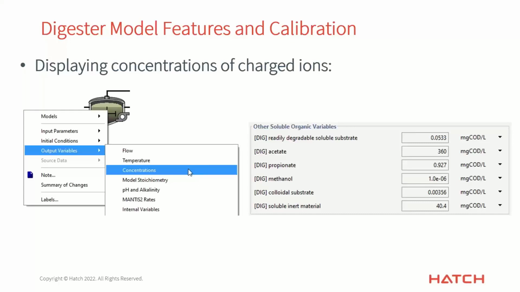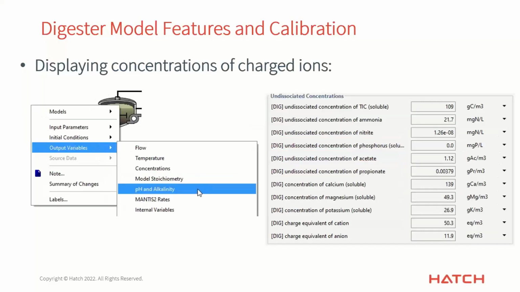You can plot the acetate itself, the total amount of acetate, and also the non-ionized form, by going to the concentrations menu. So here's the total amount of acetate. And if you go to the pH menu and scroll down past the pH and alkalinity, you get down to these undissociated concentrations of acetate. This is the one that is going to activate that inhibition term. So it's a function not only of the amount of acetate present, but also the pH.